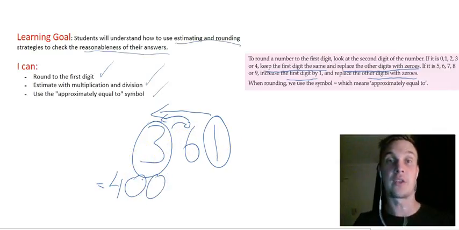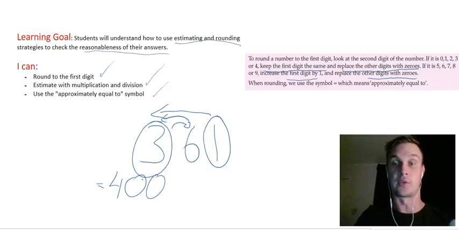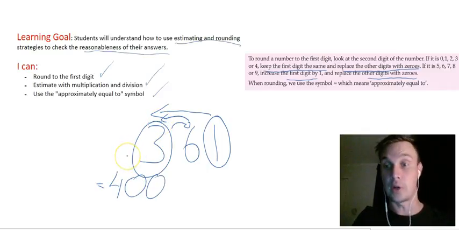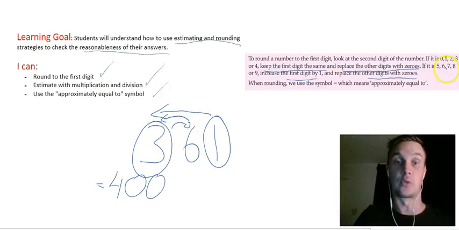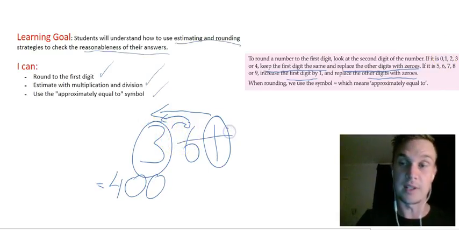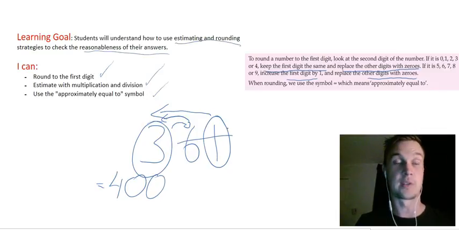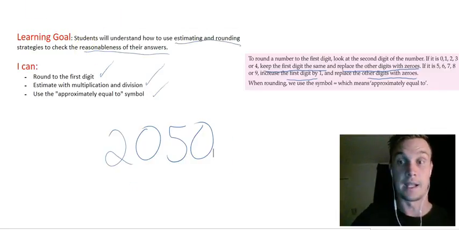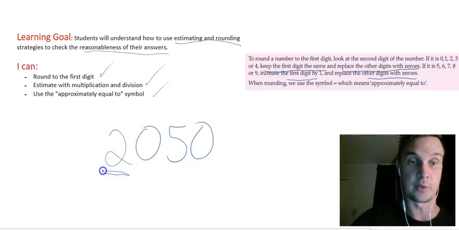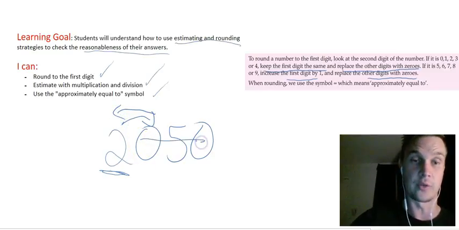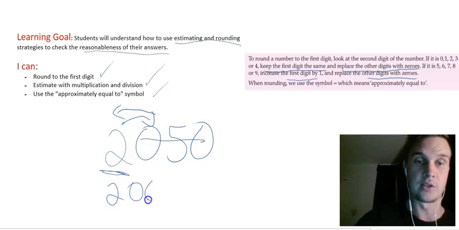So by rounding 361 to the first digit, we focus on the number furthest on the left, look to the right, and see if it is 5, 6, 7, 8, or 9, then we increase the number. If it's 0, 1, 2, 3, or 4, that number stays the same. We then replace all numbers after it with a 0. Let's do another one just to make sure that we can get this right. Let's round this number here, 2050. Following the pattern, I'm rounding it to the first digit, so it is this number. I look to the right, it is a 0, so this number will stay the same. I then change all these to 0, so the answer will be 2000.